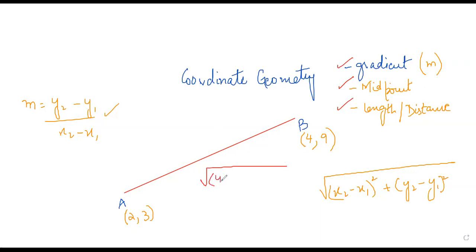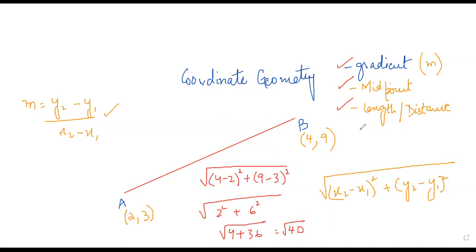So x2 is 4, x1 is 2. So 4 minus 2 squared, plus 9 minus 3 squared, which is 2 squared plus 6 squared. So this will be 4 plus 36, which gives you root 40. Understood? Yes. Good. Shall we move on? Yeah, we can move on.